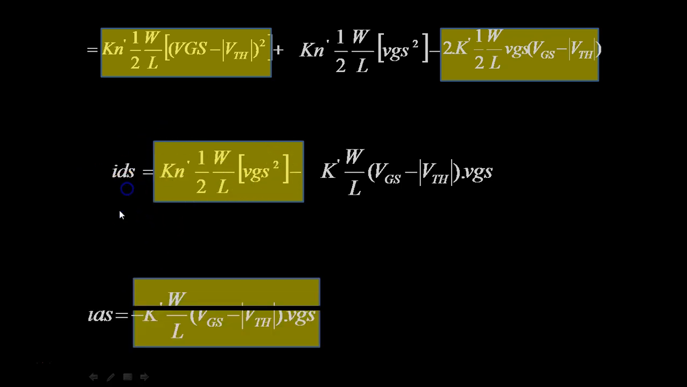So IDS can be approximated as kn dash W by L into VGS minus VT into small VGS, where kn dash W by L into VGS minus VT is a constant, only small VGS is a variable.